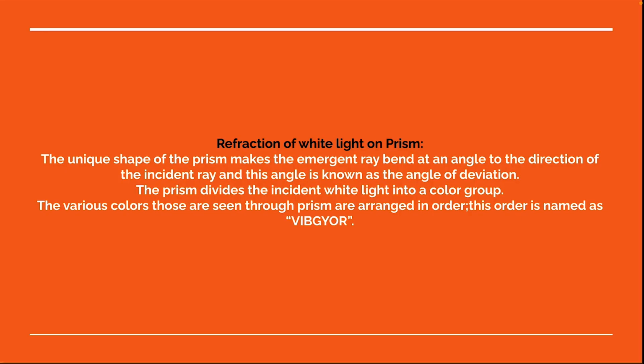Refraction of white light on prism. The unique shape of the prism makes the emergent ray bend at an angle to the direction of the incident ray, and this angle is known as the angle of deviation. The prism divides the incident white light into a color group, and the various colors those are seen through prism are arranged in order. This order is named as Vibgyor.